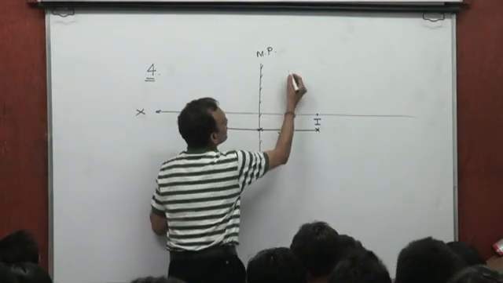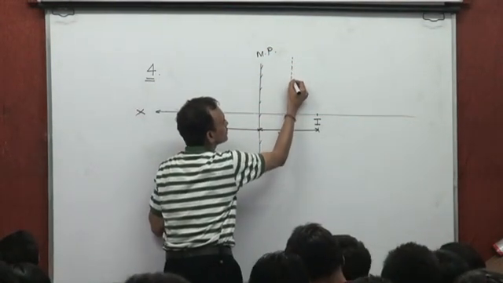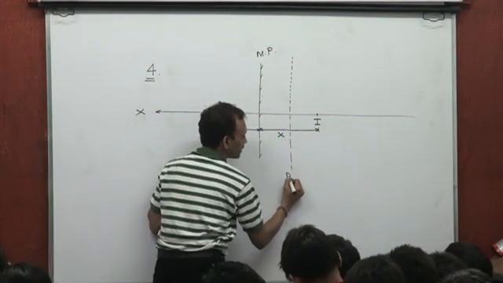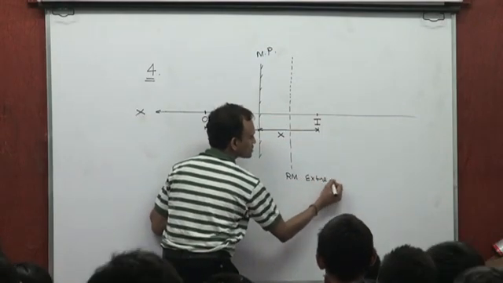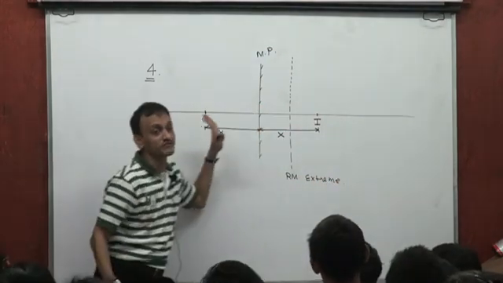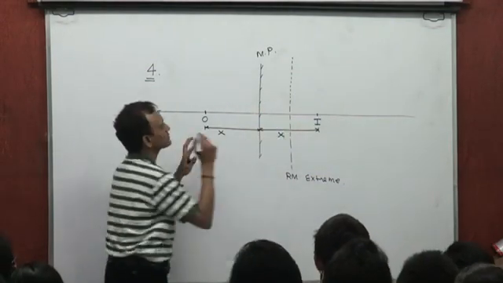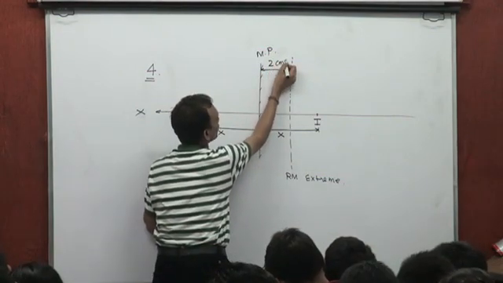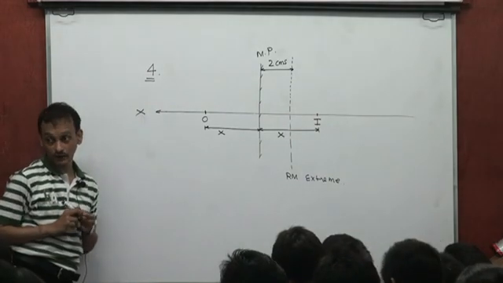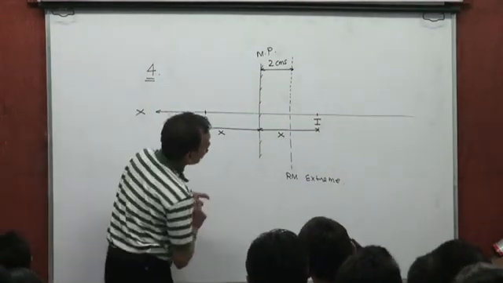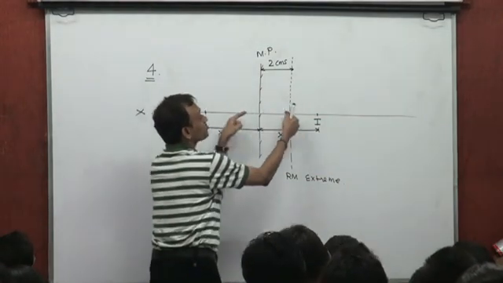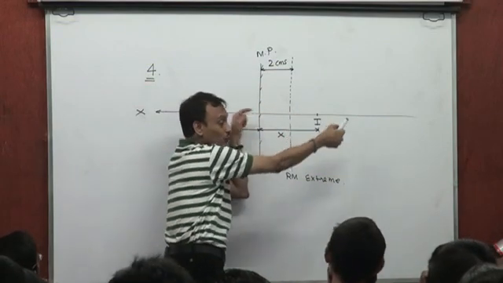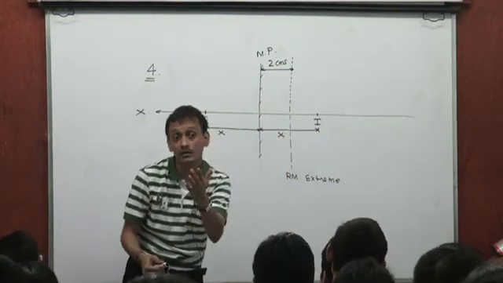Now, when the mirror reaches its extreme position, the rightmost extreme, then it would have shifted by how many centimeters? 2 centimeters. That is the amplitude of motion. Right? Now, the new object distance becomes x plus 2. So the new image distance would also be x plus 2.